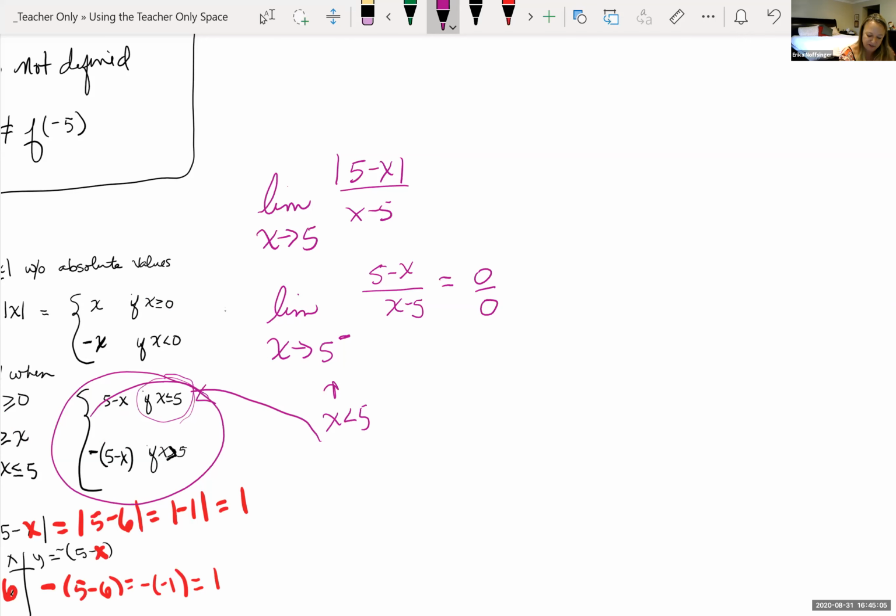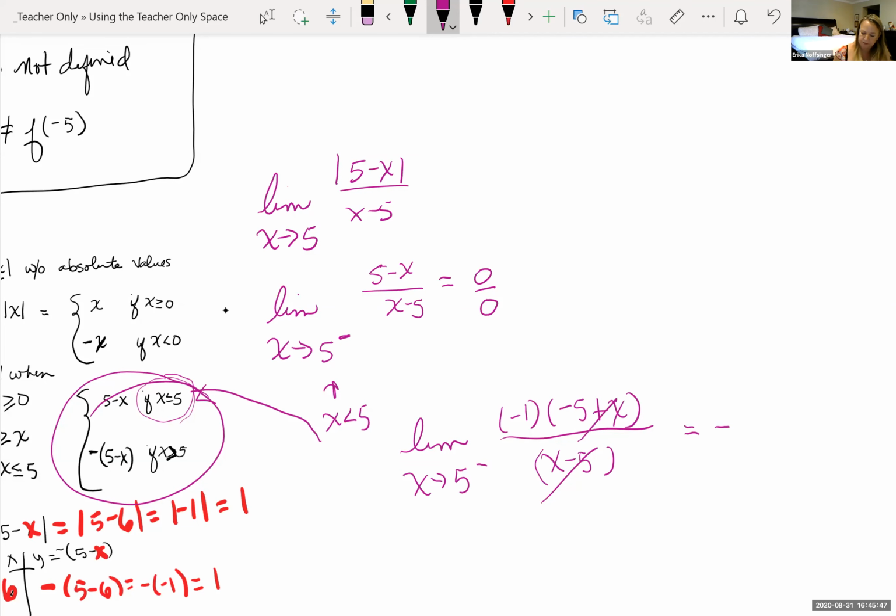So we can manipulate this by factoring out a negative 1. This is the same thing as the limit as x approaches 5 on the left. Let's pull a negative 1 out of 5 minus x. Well, that would make this negative 5 plus x all over x minus 5. These are the exact same thing, and so we can simplify and get negative 1. Technically, this is saying the limit as x approaches 5 from the left of negative 1 is equal to negative 1.